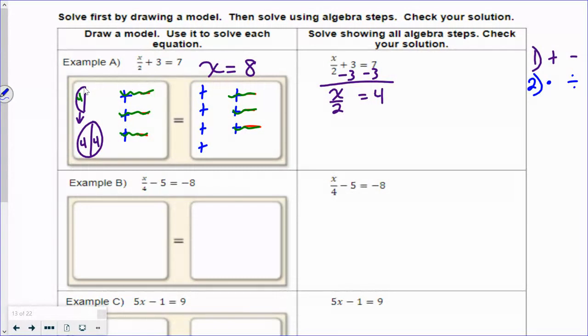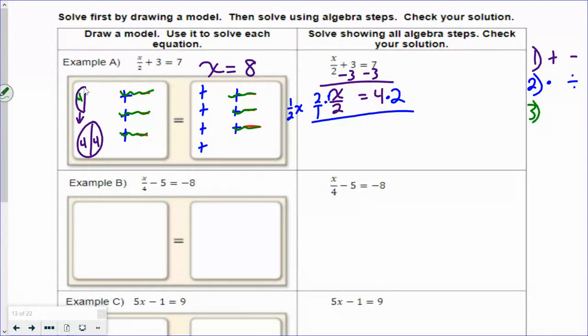Now, if we want, we can pretend that this is really like having a half x. How would I get rid of that half? I would multiply by its reciprocal. So there's really an invisible 1 with that x, right? And whatever you do to one side, you have to do to the other side.